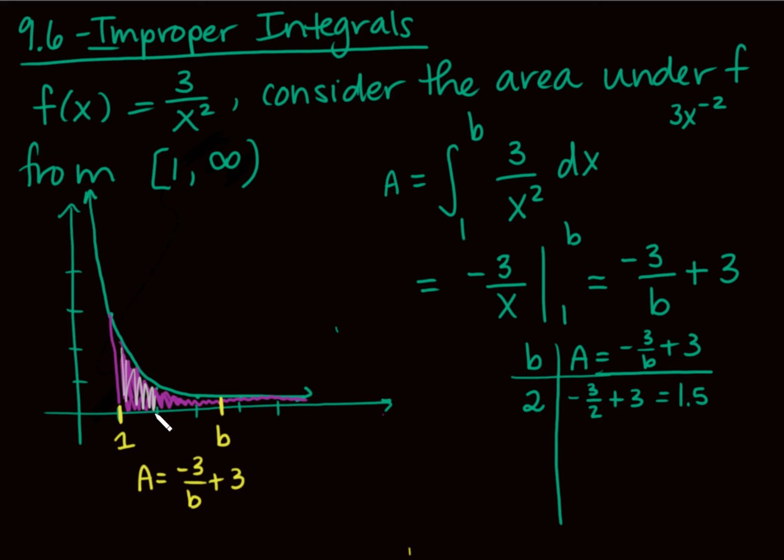Well, that's not a very good estimation of the area from 1 to infinity, right? 2 isn't really very close to infinity. Let's get a little bit bigger here. How about 10? If I have negative 3/10 plus 3, I can even do that in my head. Very proud of myself. I get 2.7. So now I let b go to 10, and I have found that the area under the curve from 1 to 10 is about 2.7.